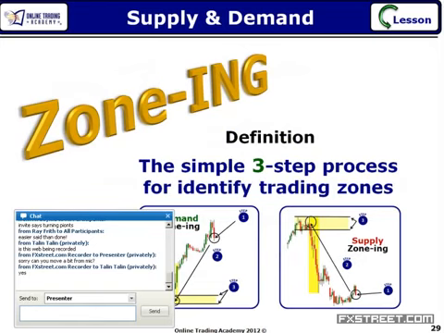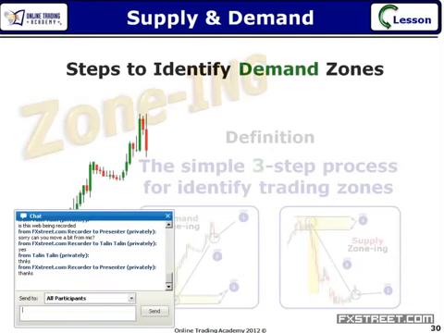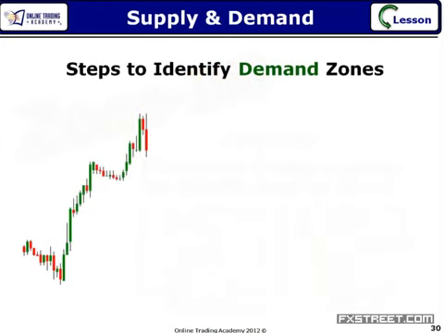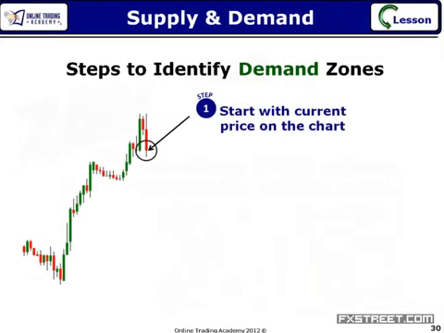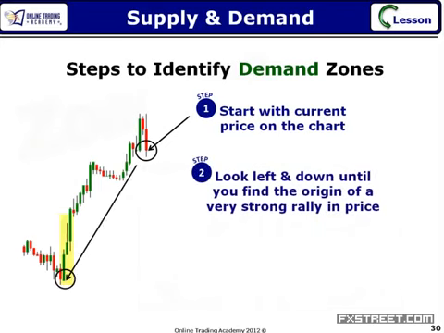Okay, so we'll see what this is. In order to identify a demand zone, we start off always at the hard right edge. So we're going to start off at our current price on our chart. From that current price, we're going to look left and down until we find the origin of a strong rally in price. In my classes, I talk a lot about this, that what we need to see for a strong rally is not just a bunch of green candles, perhaps.